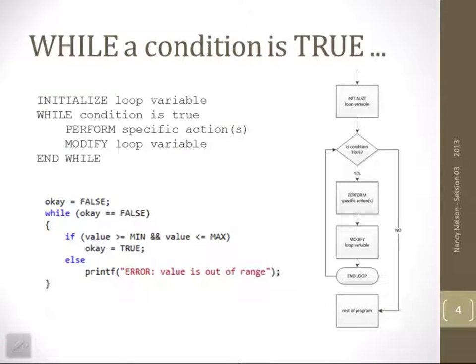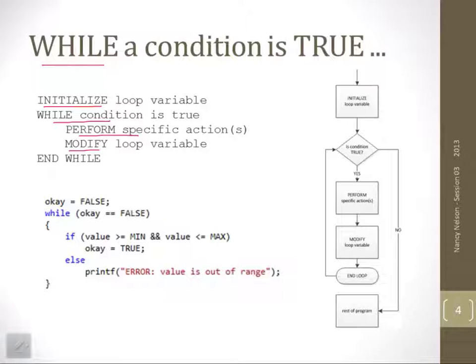The first type of loop we're going to look at is the while loop. And we can see here in the pseudocode that we have all four parts. So we have an initialization of the loop variable, we have a test, we have the actions, and we have a modification. We can see the same thing over here in our flowchart.